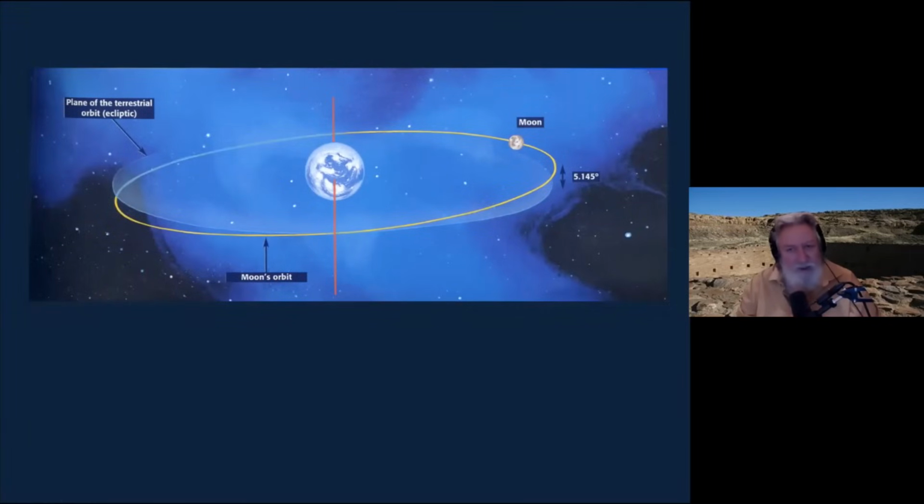We're not going to get into this too much. We'll save this for discussions about the moon, other than the fact that you can see here that the moon's orbital plane is angled from the Earth's orbital plane by 5.145 degrees. That little tilt, see, if these two were in the same plane, then we would have eclipses every month.